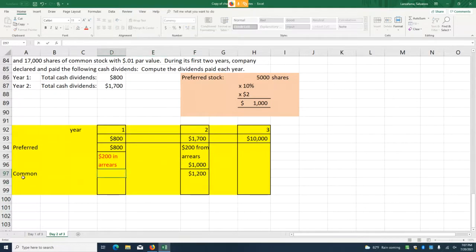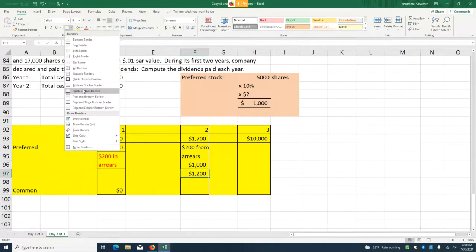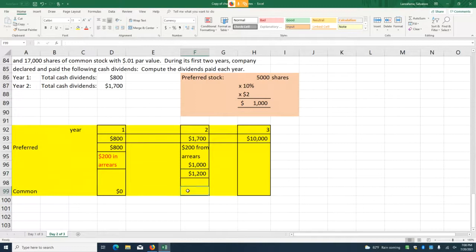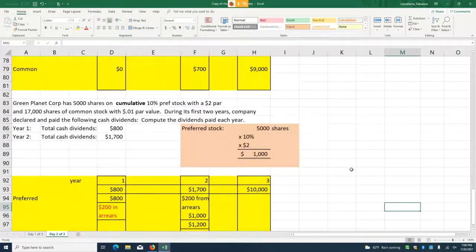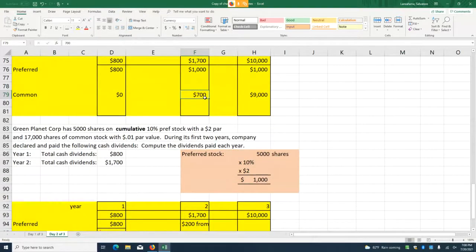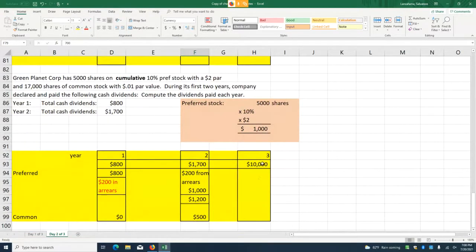Hang on a second. Put common all the way down here. Trying to type as fast as I can, and I'm realizing I can't type fast anymore. So preferred is going to get 1,200 of that 1,700. Common gets just 500 this time, whereas last time they got 700.